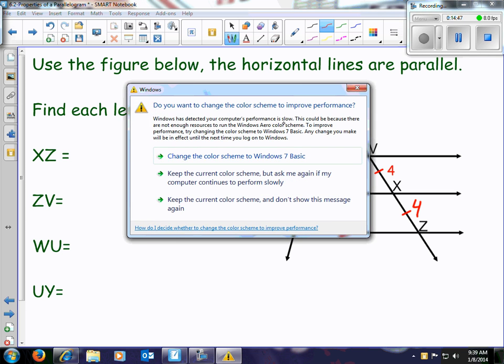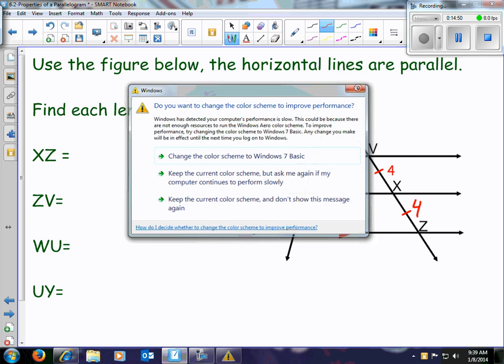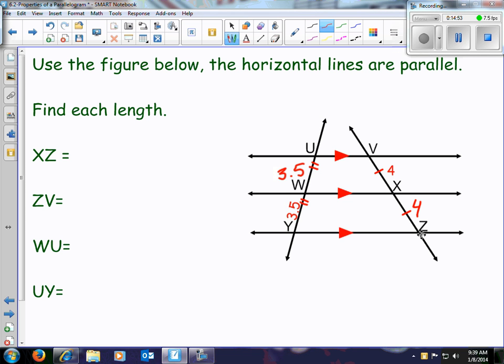It says find each length. The first one is XZ. XZ is really easy because we already figured it out, which is 4. The next one is ZV. So Z to V is 4 plus 4, which equals 8. Now we have WU, which we already found was 3.5. And UY, which is this whole piece, which is going to be this segment plus this segment. So 3.5 plus 3.5 is equal to 7.